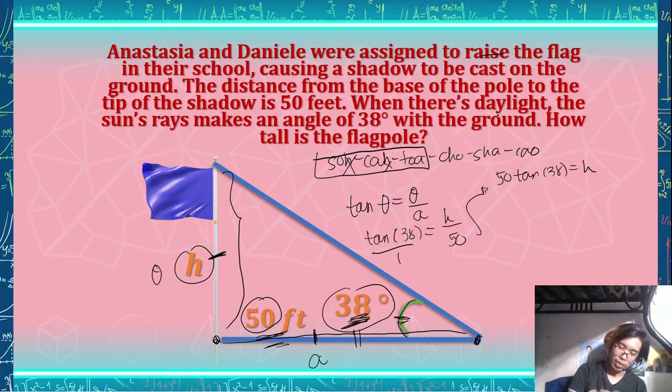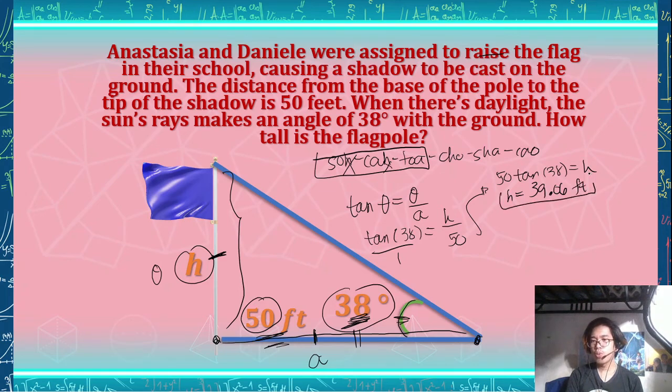If you evaluate that on your calculator, you can use a scientific calculator, an online calculator, or the calculator app on your smartphone. 50 times tangent 38 should give us approximately 39.06. Therefore, the height of this pole is approximately 39.06 feet. That's a tall pole.